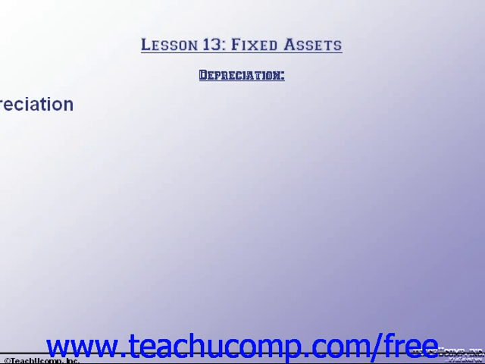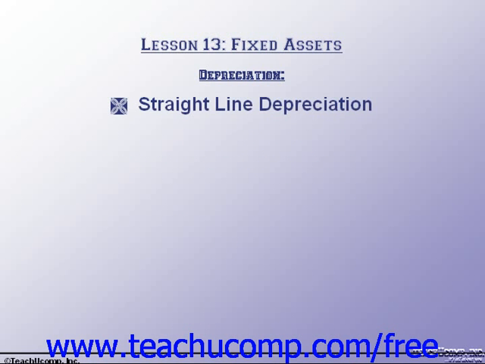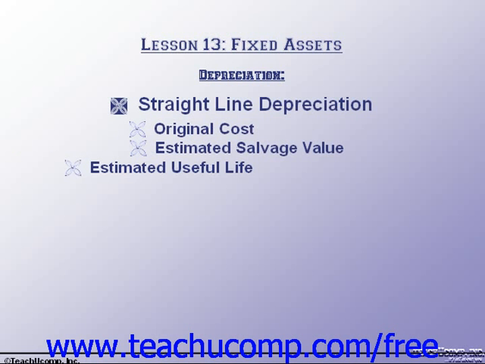In the straight-line depreciation method, you attribute an equal amount of depreciation expense to each year in the useful life of the asset. Before you can use this method, you will need to know 3 facts about the asset. First, you will need to know the original cost of the asset. Second, you will need to know the estimated salvage value of the asset. And third, you will need to know the estimated useful life of the asset. Since we already know what the original cost of the asset is, let's examine the other 2 concepts, the estimated salvage value and the useful life.